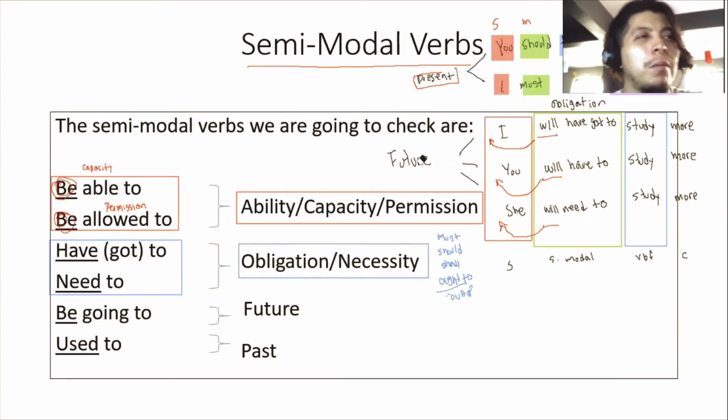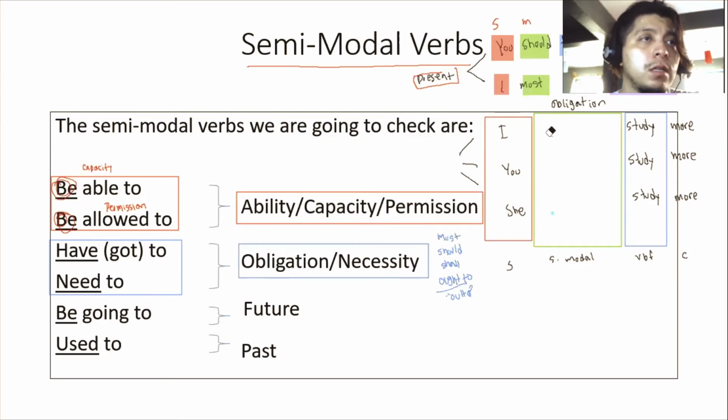They are more complicated in a way. I understand that they are more difficult. It is easier to use should or must and everything. But again, the good thing about them is that they are very flexible. You can express a lot of ideas with the semi-modal verbs, okay?